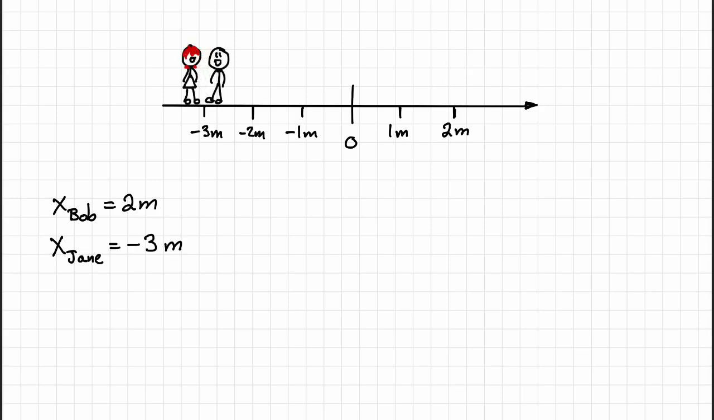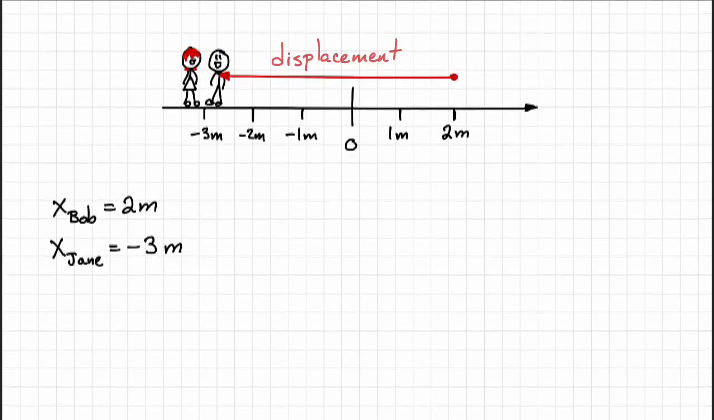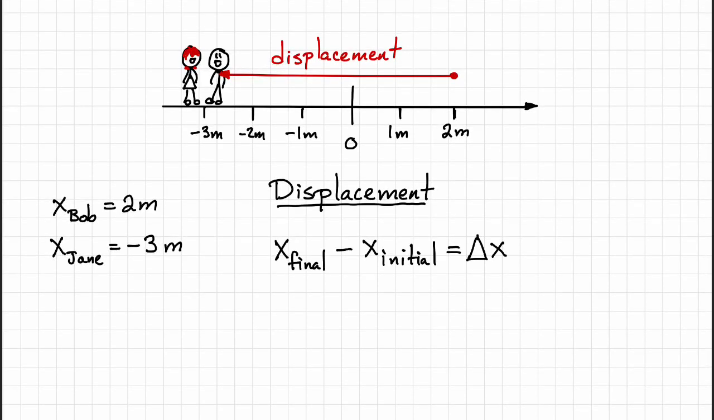If Bob moves over to where Jane is standing, we can say that Bob has undergone a displacement. The displacement is defined to be the difference between the final and initial positions. It's called delta x. Whenever you see one of these capital delta symbols, it always represents a change between a final and an initial state.